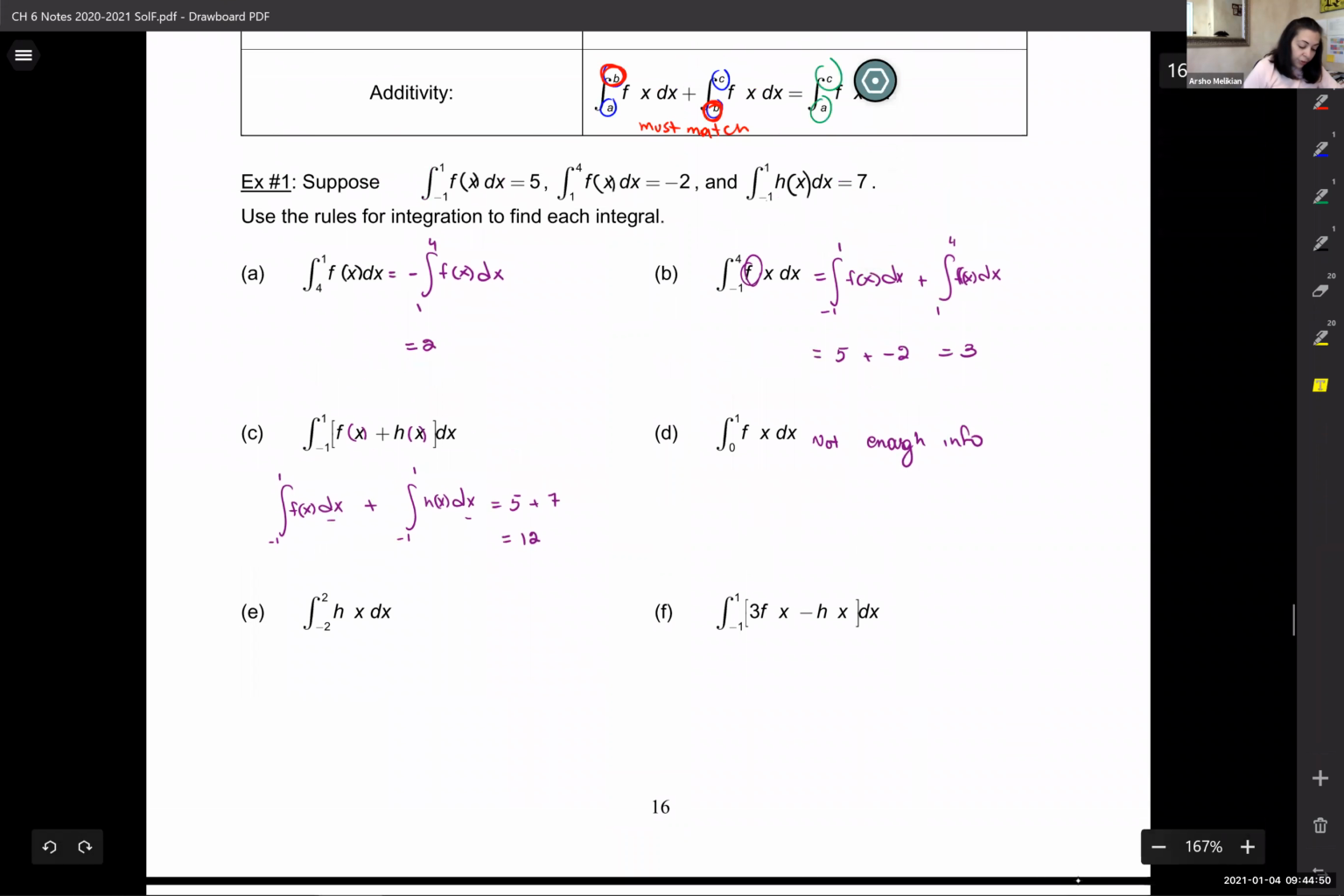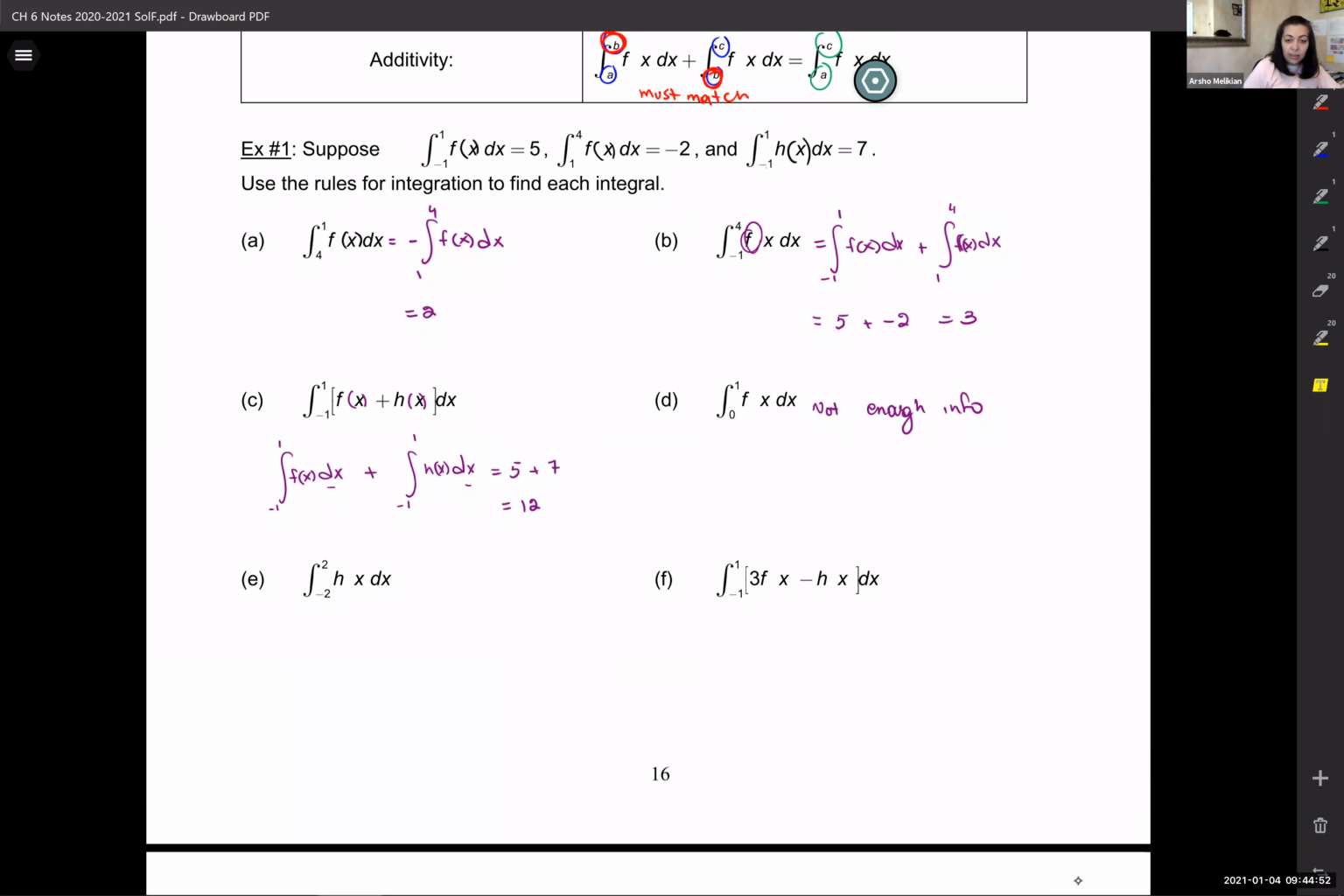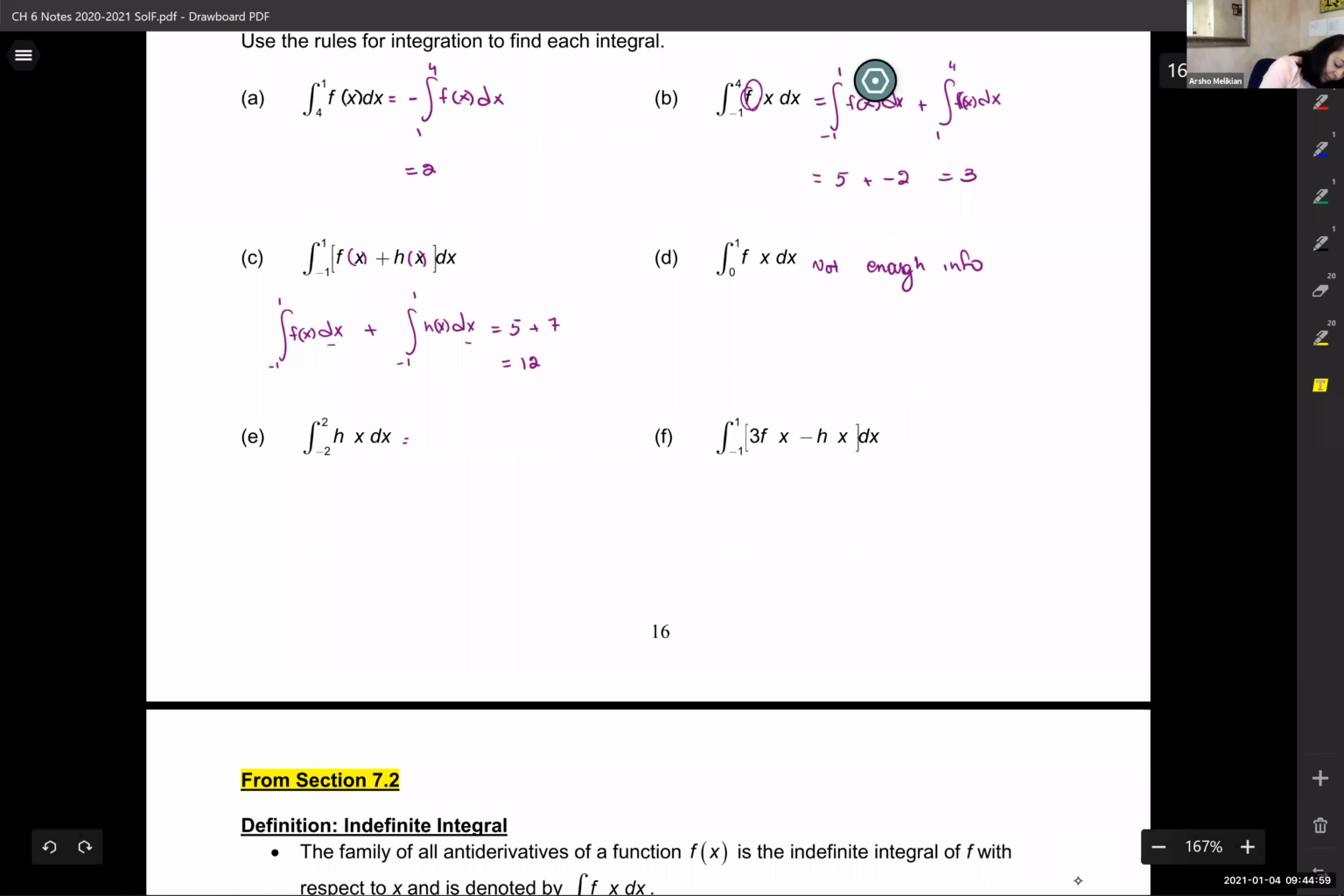What about negative 2 to 2, h of x dx? Can we just say that's double negative 1 to 1? No. So not enough info.